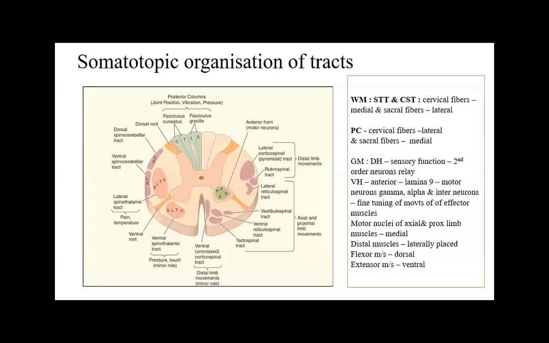Similarly in the gray matter, the dorsal horn is for sensory function, and the ventral horn contains motor neurons: gamma motor neurons, alpha motor neurons, and interneurons, which help in fine tuning of movements of effector muscles. Here also, the motor nuclei have lamination. The motor nuclei of axial and proximal muscles are medially placed, and the distal muscles are laterally placed. The flexor muscles are more dorsally placed, and the extensor muscles are ventrally placed.